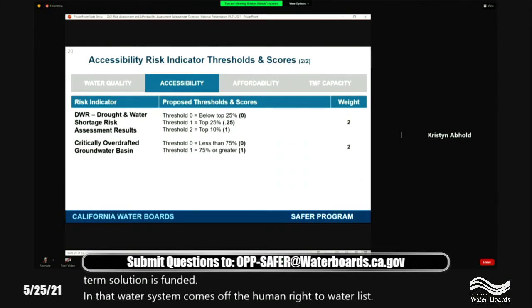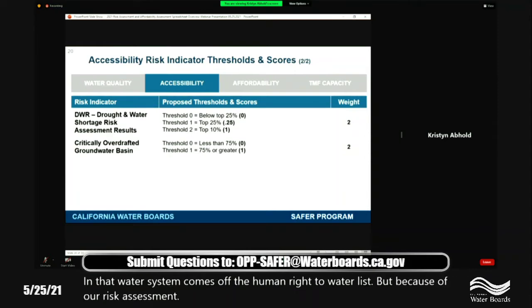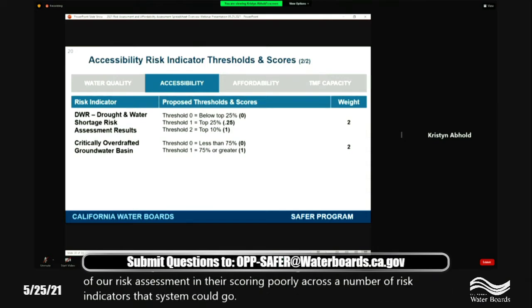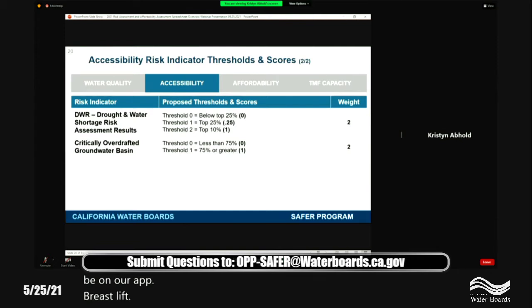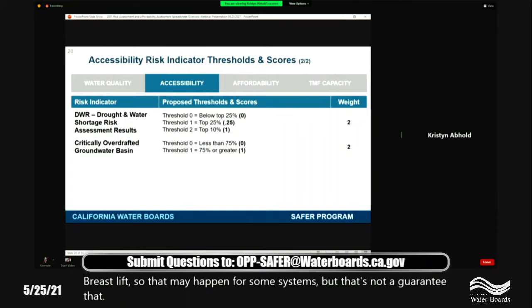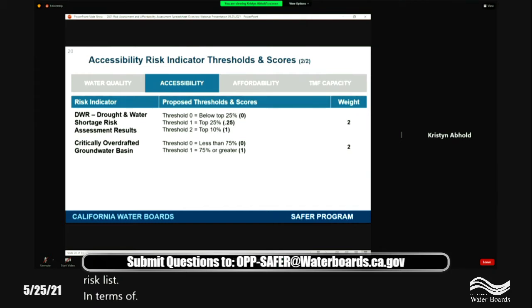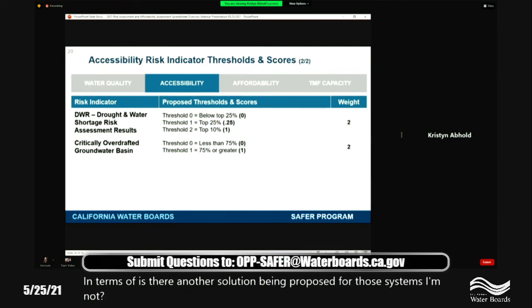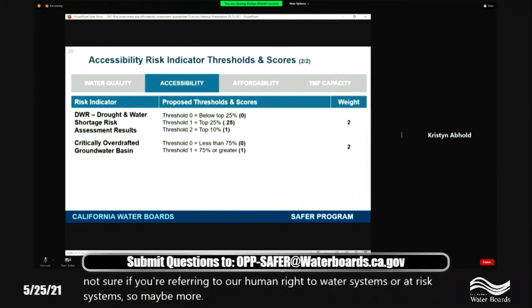But because of our risk assessment and they're scoring poorly across a number of risk indicators, that system could go from human right to water to at risk and to be on our at risk list. So that may happen for some systems, but that's not a guarantee that all water systems that have been on the failing list would be on the at risk list. In terms of, is there another solution being proposed for those systems? I'm not sure if you're referring to our human right to water systems or at-risk systems, so maybe more context could be added there.